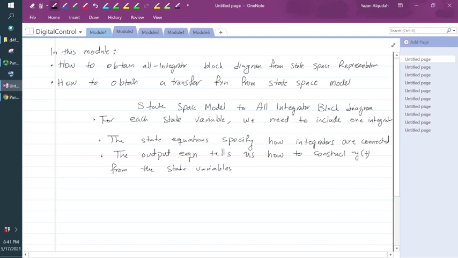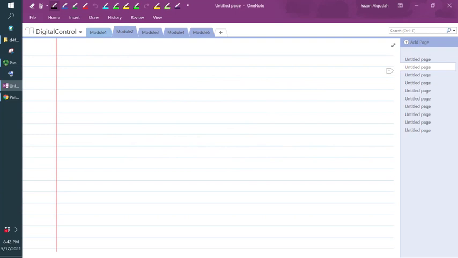Okay, so again, each state includes an integrator. The state equations tell me the relationship between the states and how they're connected together, and the output equation will tell me how the output y of t is constructed using the state space equations. So let's do an example, the example that we started before, and see how we can obtain the all-integrator block diagram using the state space representation.